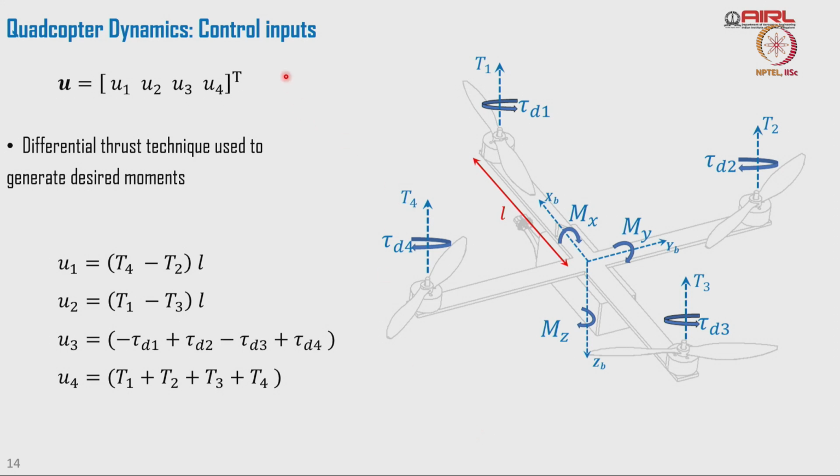Now, let us try to look at the control input. We have 4 inputs, U1, U2, U3 and U4. I am not talking just about the speed.